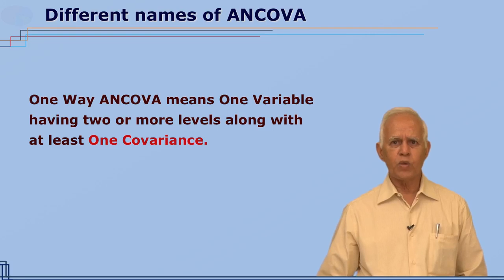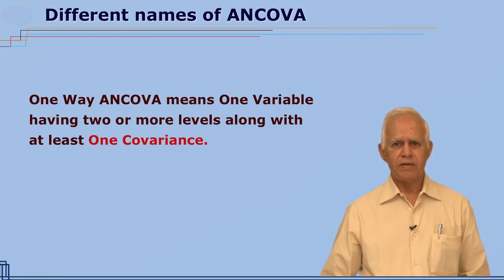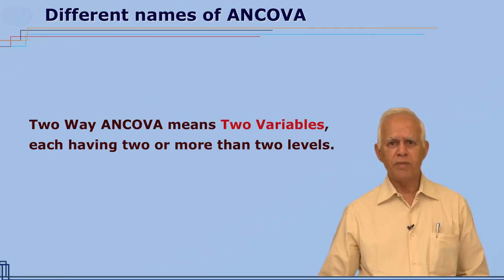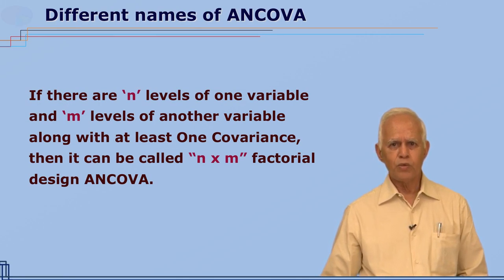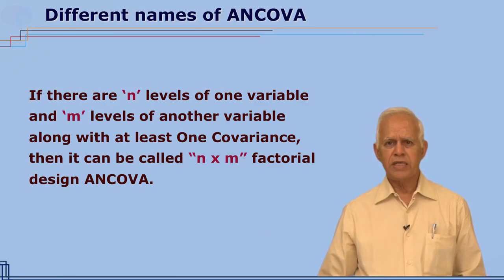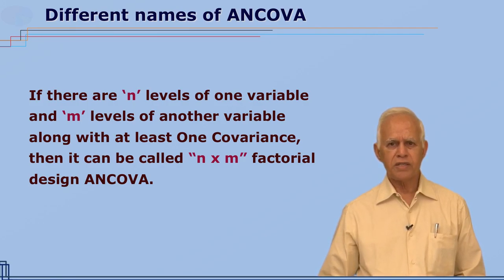Now, one-way ANCOVA means there is one variable having two or more levels with at least one covariate. Two-way ANCOVA means there are two variables each having two or more levels along with one covariate. Suppose there are two variables, one variable has n levels and another variable has m levels, then one can say n by m factorial design ANCOVA, or it can also be called two-way ANCOVA.